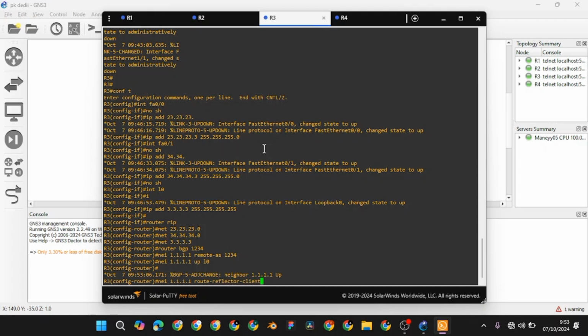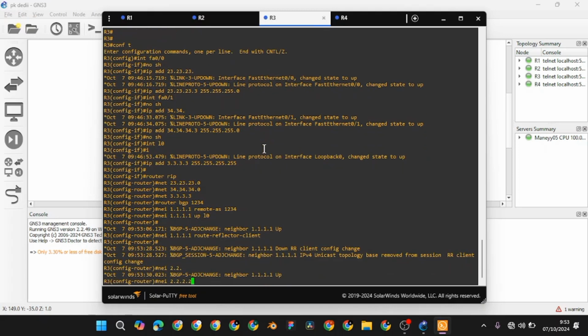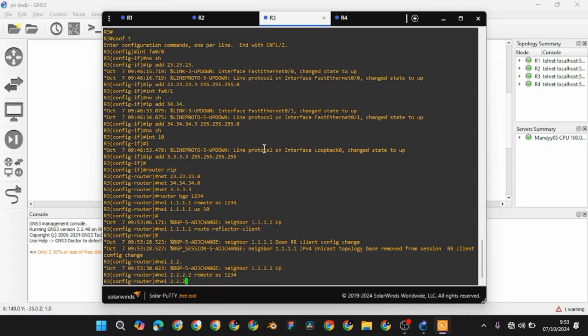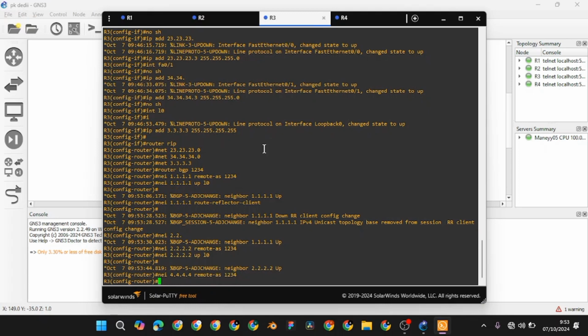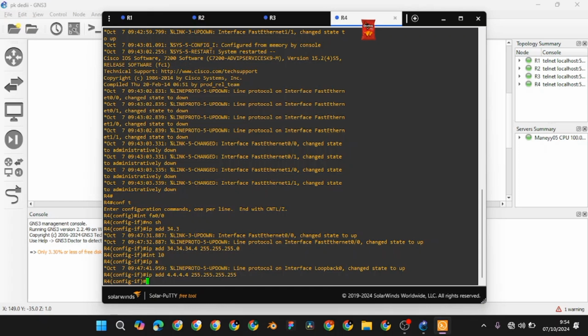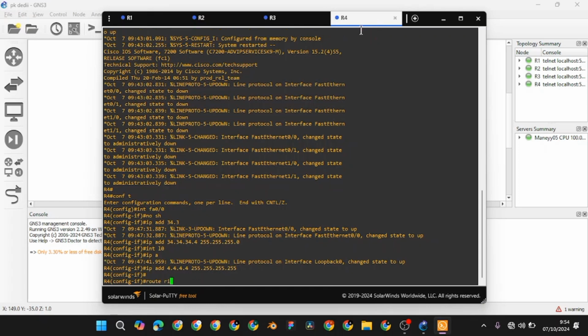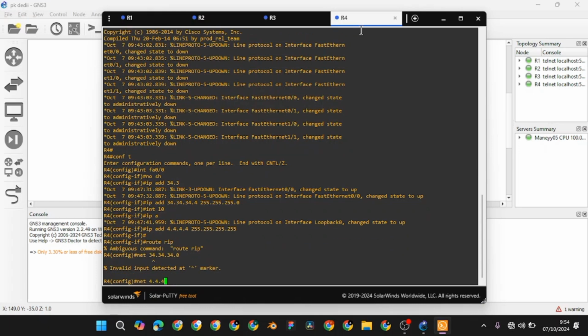Neighbor 1.1.1.1, yes, but here for 1.1.1.1 there's a route reflector client. For the neighbor 2.2.2.2, I didn't use route reflector client again. But for I think maybe when it's in the middle, the neighbor in the middle doesn't have to add route reflector client. I thought so.